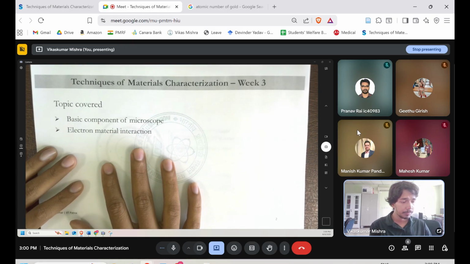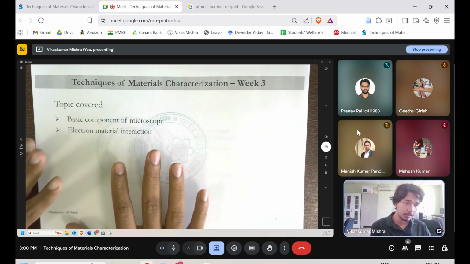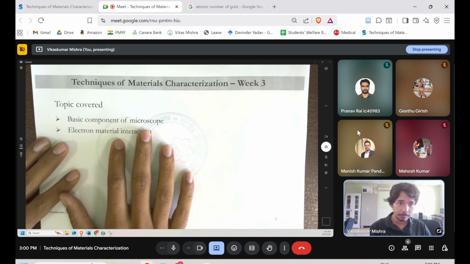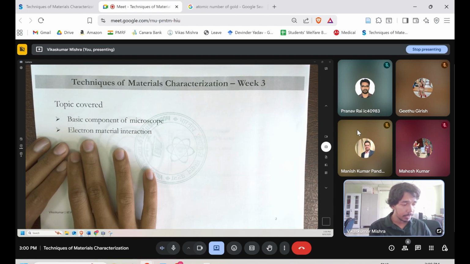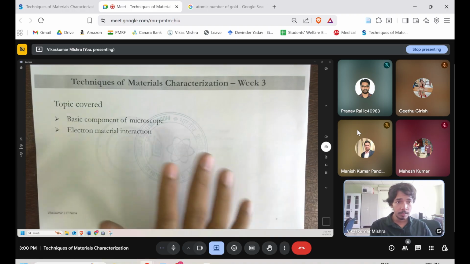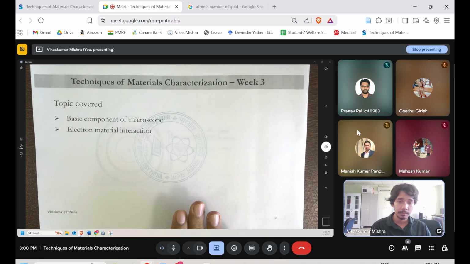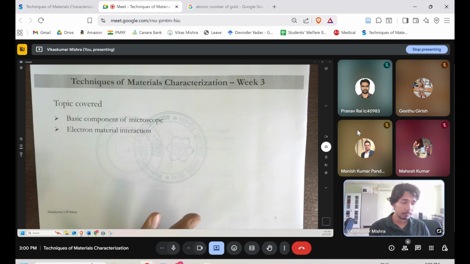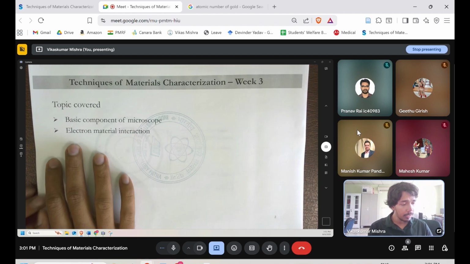In this particular week, on the larger scale, we spent 3 lectures on the basic components of microscopy, and then we talked about electron-material interaction. This entire week was not specifically for any particular technique, for example SEM or TEM. It was very generalized, like how the electron gun works. In SEM and in TEM, the same electron gun is used, just that the energy will differ. A few components will be added. That's already there, and electron-material interaction.